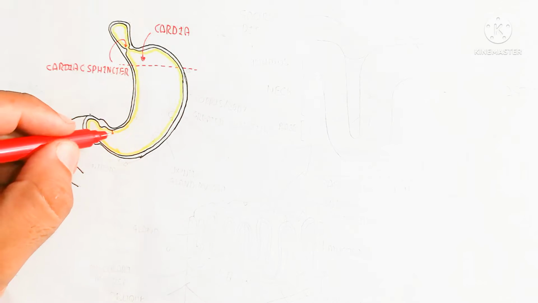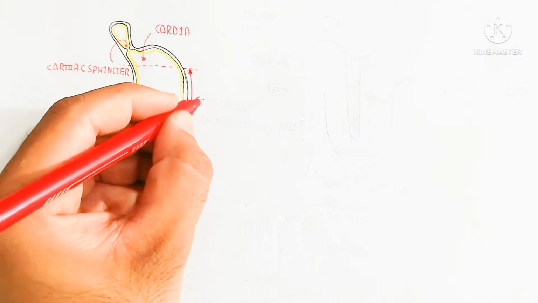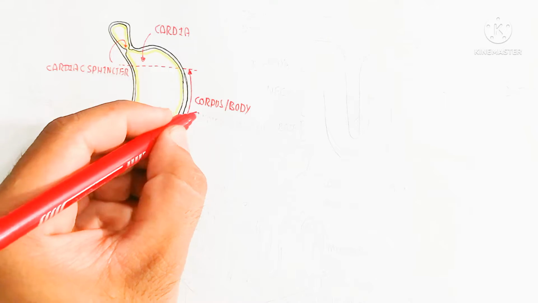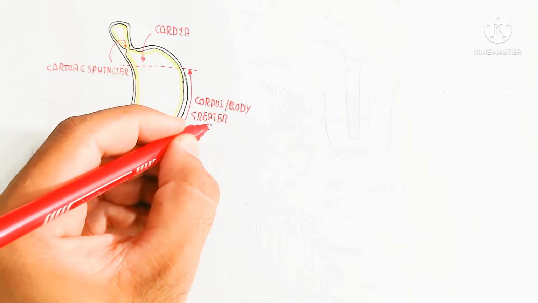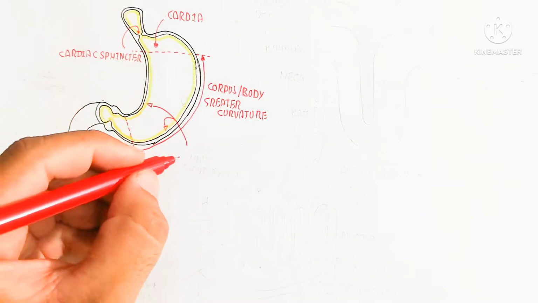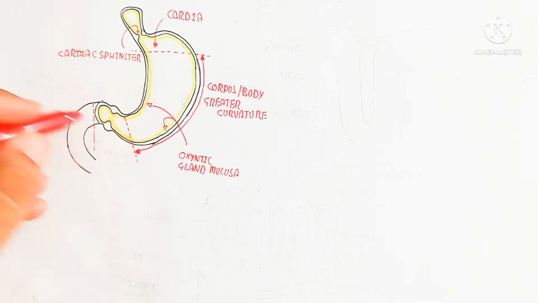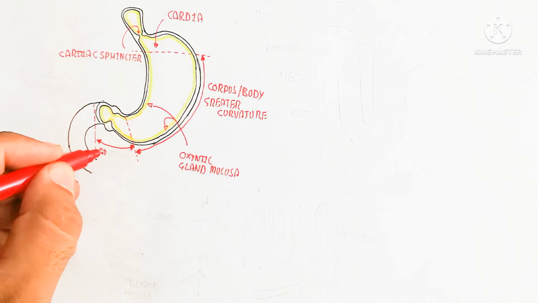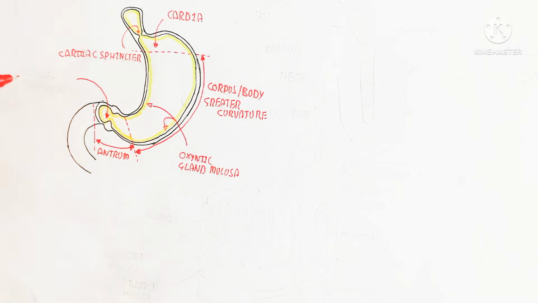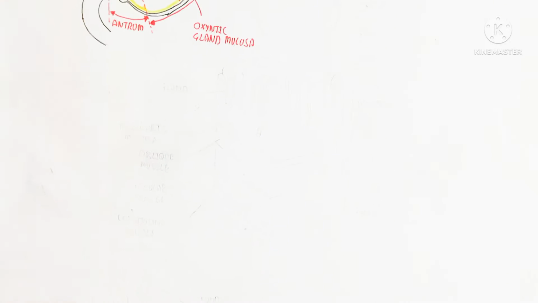This is the cardia, and this is the cardiac sphincter, and this is the greater curvature. It is known as the corpus, or body, while the smaller curvature is the antrum, and the oxyntic gland is also present here. The oxyntic gland mucosa is present here.